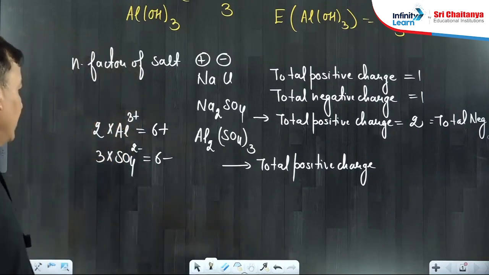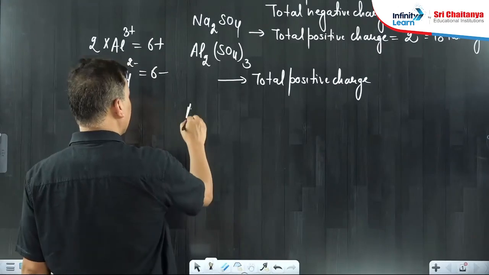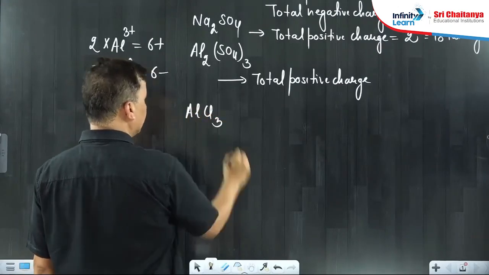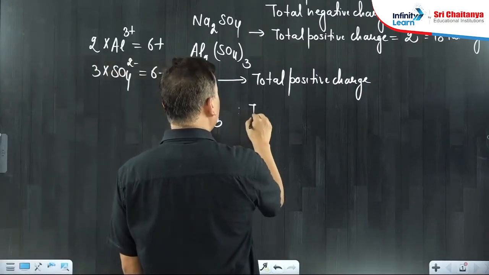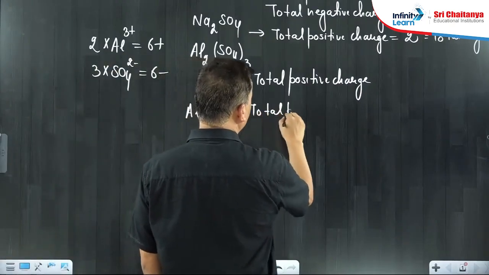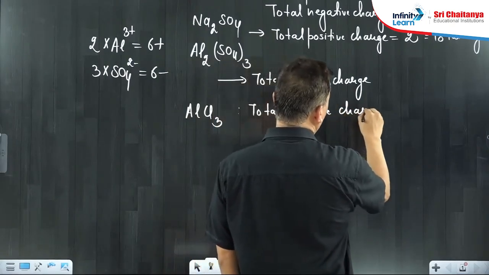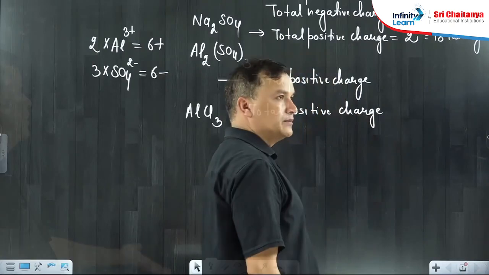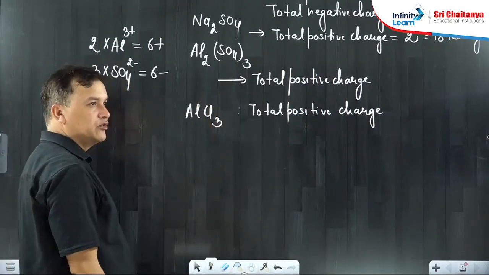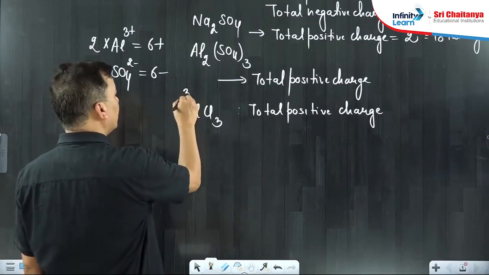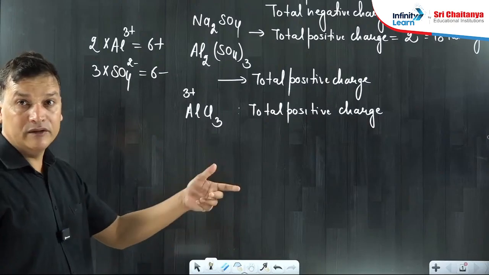Okay, let me take one more example. Here is aluminium chloride, AlCl3. AlCl3 is also a salt. So, dear, total positive charge. Now write, what is the total positive charge? So aluminium, how many aluminium are there? Please respond. Dear, there is only one aluminium and the total positive charge on the aluminium is 3 positive.